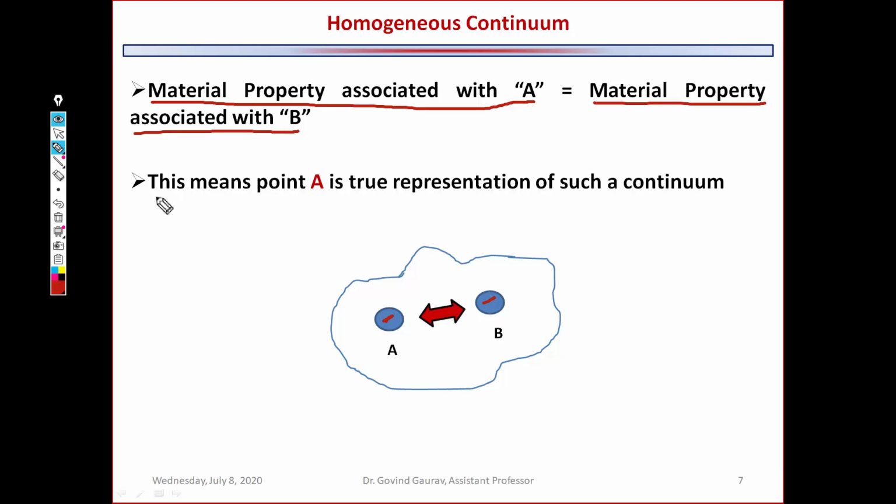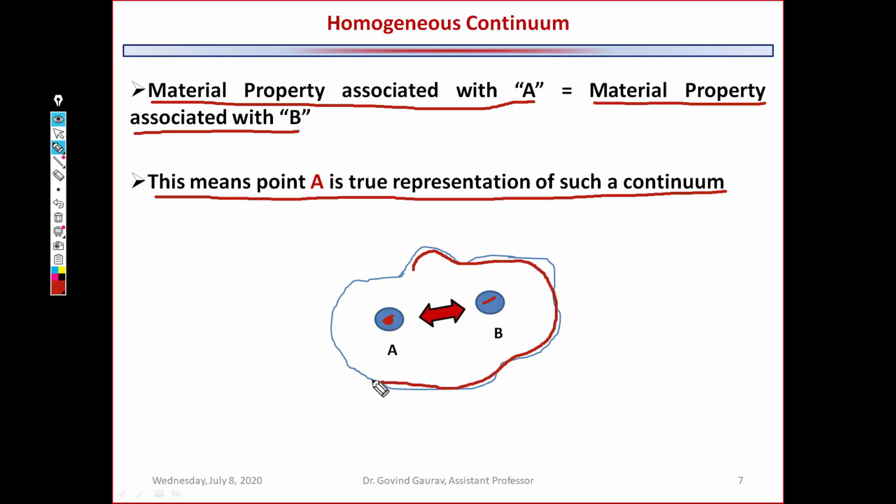This means that point A is a true representation of such a continuum. The point A, which defines this location, is a true representation of this entire continuum that we have selected. In such a case, the material behavior will be called a homogeneous continuum.